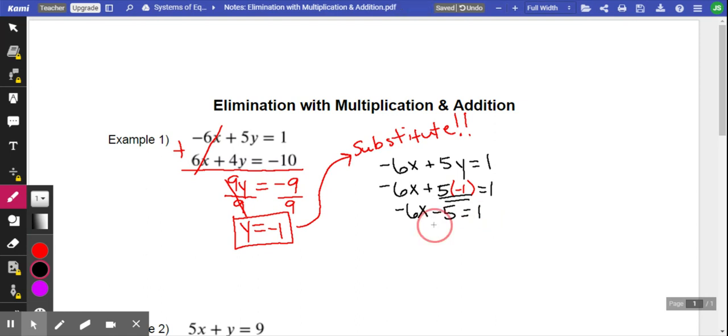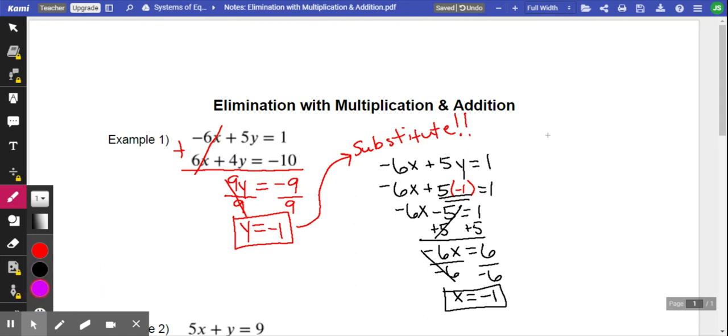I want to get my x alone. I'm going to add 5 to both sides. Negative 6x comes down. 1 plus 5 gives me 6. To get rid of this negative 6 here, it's attached by multiplication, so I'm going to divide both sides by negative 6. I would put this in my calculator if I'm not sure, or I just do my division. 6 divided by negative 6 leaves me with negative 1. So now I have both variables. In these problems, unless it only tells you to find one of them, the expectation is that you find both answers, both variables, the x and the y.